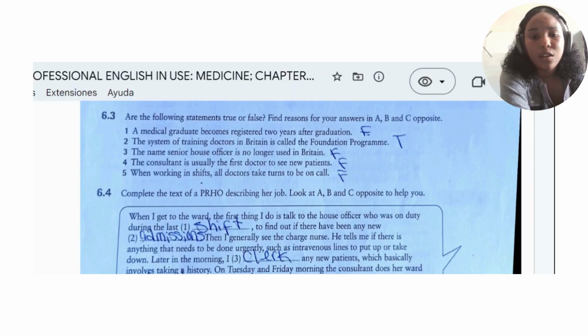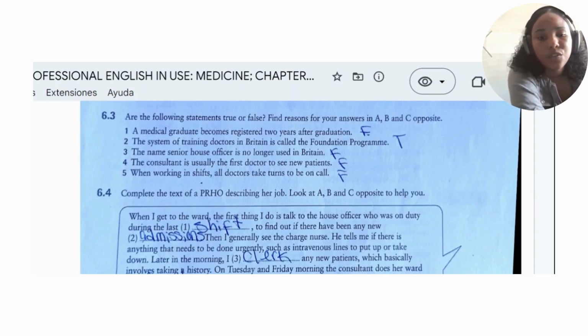Are the following statements true or false? Find reasons for your answers in A, B, and C opposite. A medical graduate becomes registered 2 years after graduation. False. The system of training doctors in Britain is called the Foundation Program.